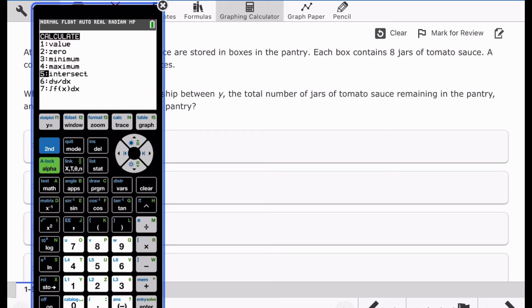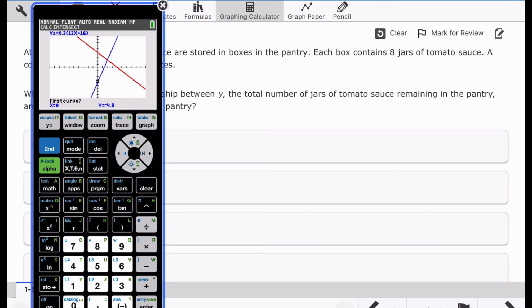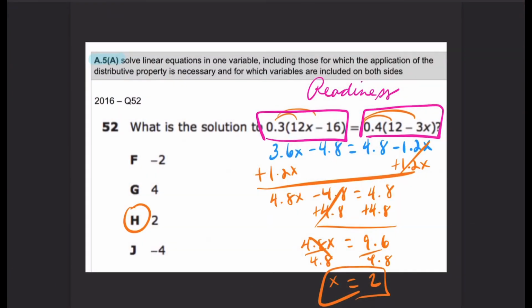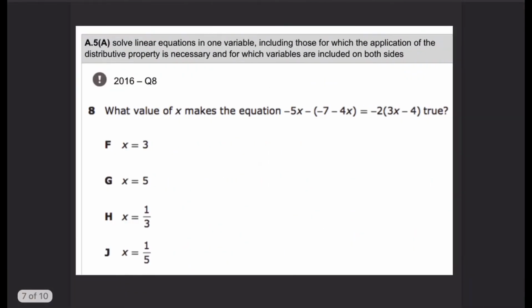So number 5, intersect. First curve is blue. Good. Enter. Second curve is red. Enter. I'm not going to guess. Enter. Notice that the x value is 2. Therefore, my answer is correct. Go ahead and try this question.